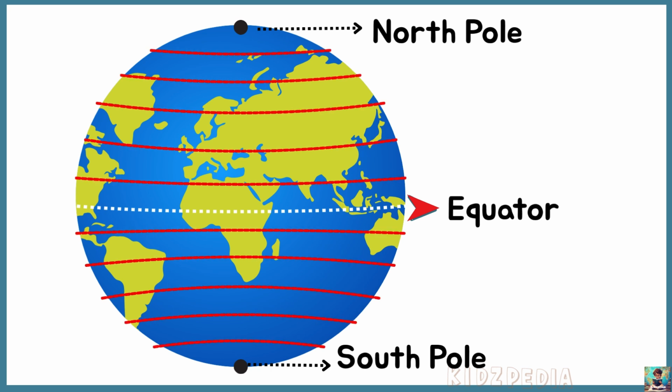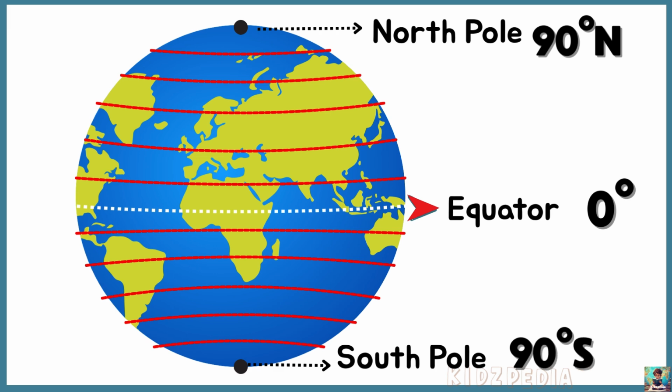People around the world agreed on a standard way to measure and describe latitude. That is by using degrees. The equator is 0 degree latitude. That is 0 degrees. The North Pole is 90 degrees north, written as 90 degrees N. The South Pole is at 90 degrees south, written as 90 degrees S.